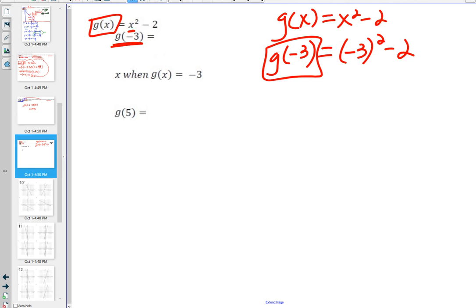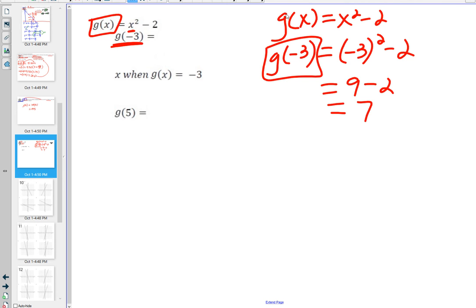This is just function notation. It's just a way of writing it. By putting the negative 3 on the left, I'm not really putting it in for y, it's just a way of writing it. And when I do negative 3 squared is 9, 9 minus 2 is 7. Or sail, as the book would say.